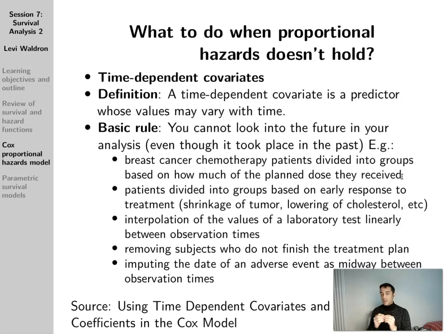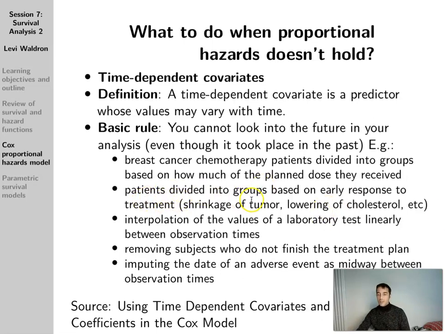So if you have patients who did not receive their full dose because they died, it makes it look like not receiving your dose is very bad for survival because those patients died. But it's looking into the future, it's cheating.